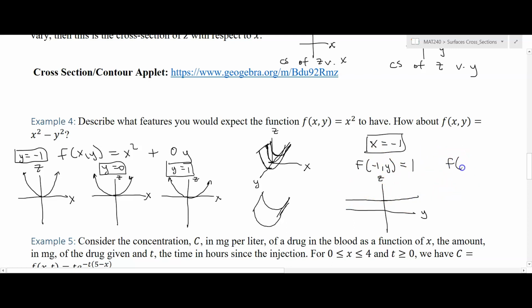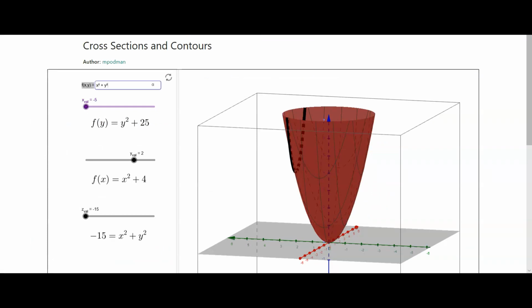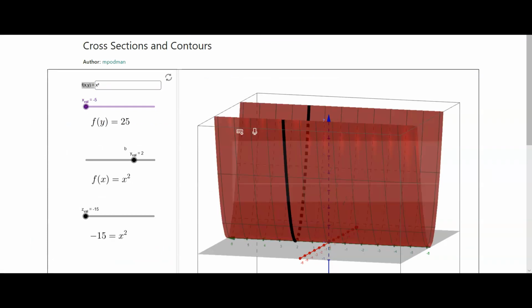If I look at f of 0 comma y, I get the graph 0, which is the same horizontal line, just shifted down 1 unit. And same thing when I have x equals +1, then I'm going to get this graph shifted up 1 unit. So let's take a look at it. We'll just take a look at the graph of x squared. And here's exactly what we're seeing.